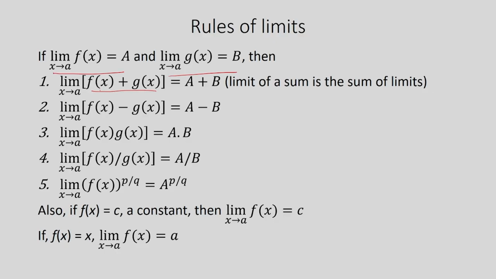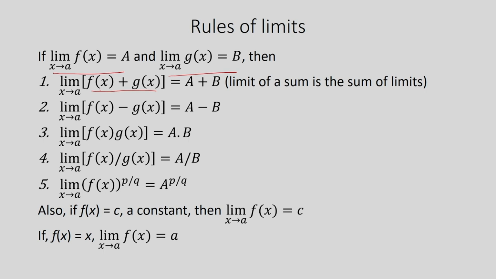Thirdly, if you multiply two functions, so if you have f x and g x and take the product of f x and g x and take the limit of that as x tends to a, then the result is same as limit of f x multiplied by limit of g x. So, that will be capital A multiplied by capital B.